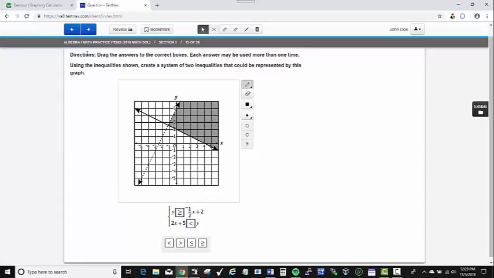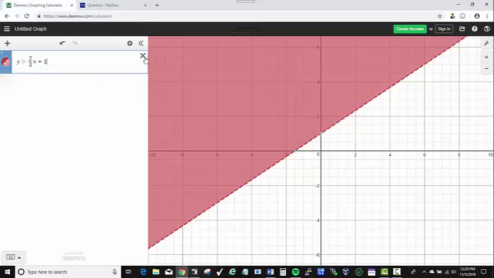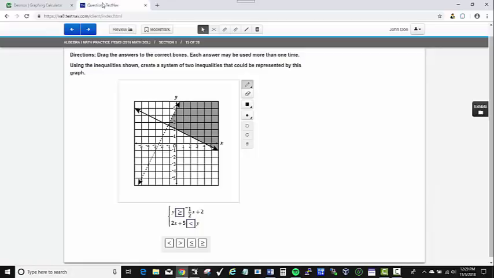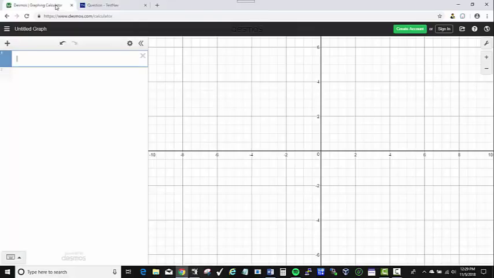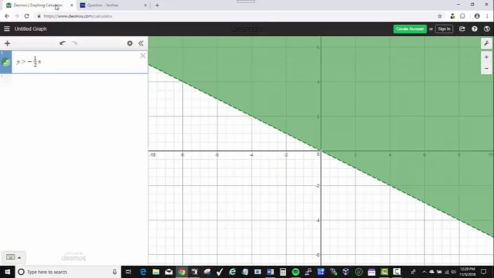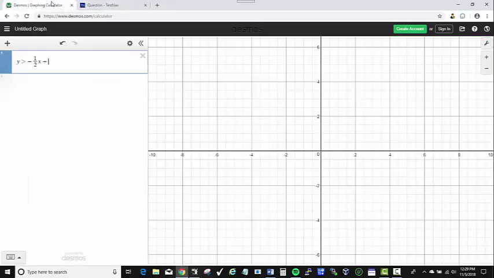Let's double check that in Desmos. Let me clear this. So we have y greater than or equal to negative 1/2 x. I believe that said plus 2. Yep, plus 2.